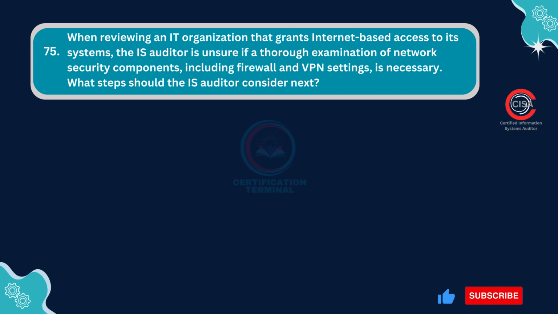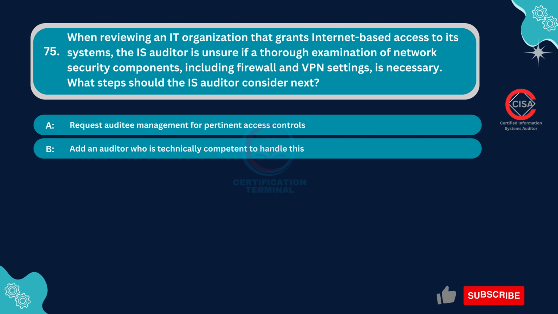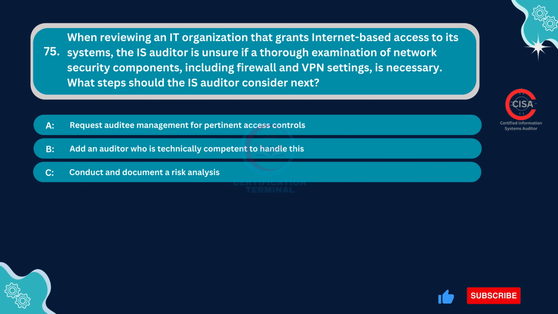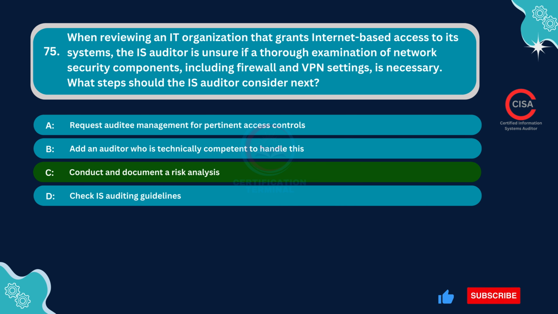Question number 75. When reviewing an IT organization that grants internet-based access to its systems, the IS auditor is unsure if a thorough examination of network security components, including firewall and VPN settings, is necessary. What steps should the IS auditor consider next? Option A, request audit management for pertinent access controls. Option B, add an auditor who is technically competent to handle this. Option C, conduct and document a risk analysis. Option D, check IS auditing guidelines. The correct answer is Option C, conduct and document a risk analysis.